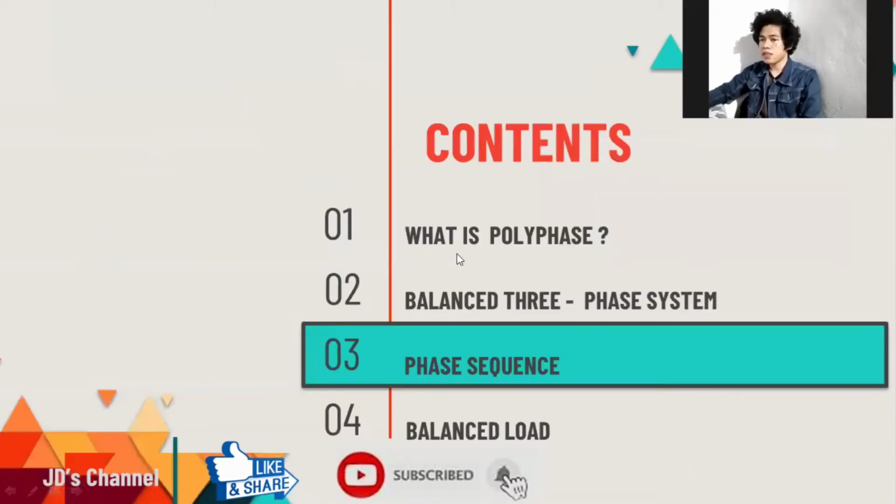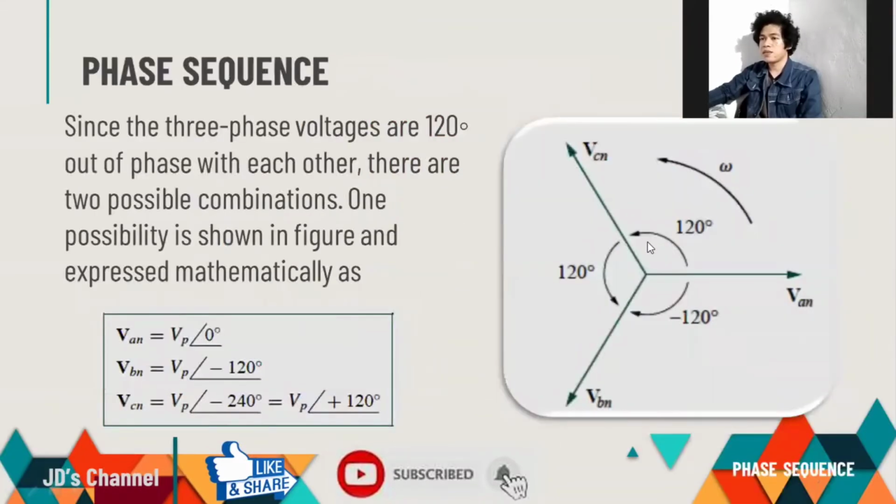Okay? So, dito natin siya i-discuss kasi class, yung ating phase sequence. So, since the three-phase voltages are 120 degrees out of phase with each other, there are two possible combinations. One possibility is shown in the figure. Ito na nga yung sinasabi sa inyo na they are 120 degrees apart. Okay, so express mathematically. Yung ating VAN, let's say ito yung ating VAN, siya ay 0 since nasa origin siya.